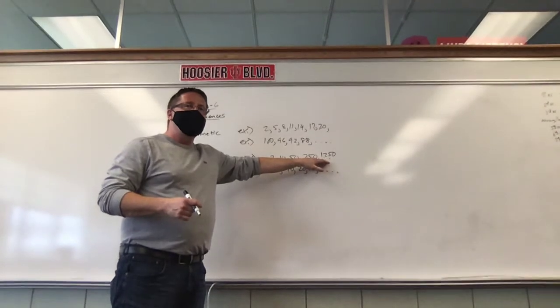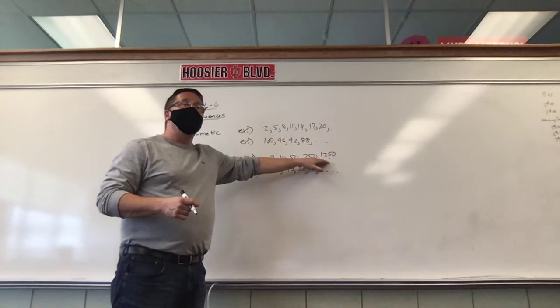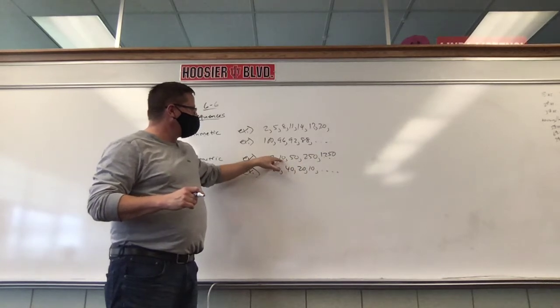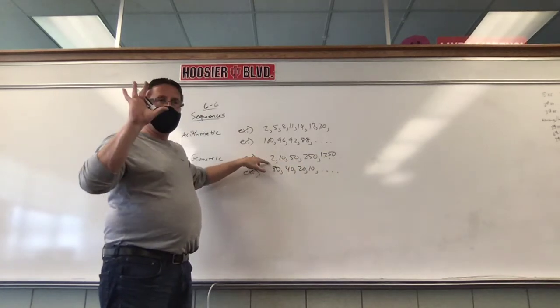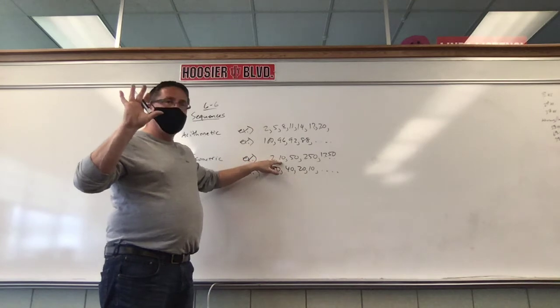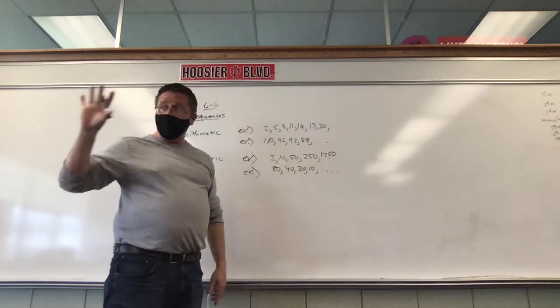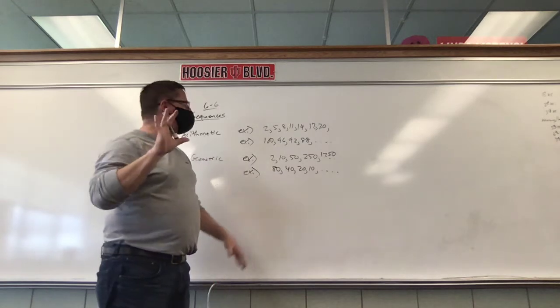You can put the arrow down and put a number. Just take any number and divide by the one in front of it. What's 10 divided by 2? 5. What's 50 divided by 10? 5. You know what 1250 divided by 250 is? 5. It's 5. It'll be the same thing every time.